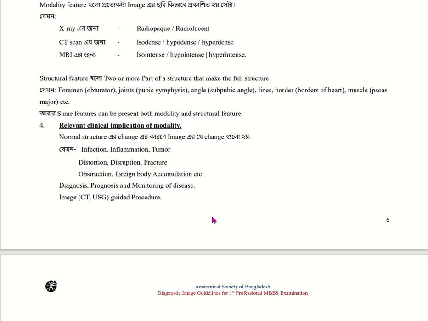Normal structure and changes. The causes of changes in the image: infection, inflammation, tumor. These conditions cause changes in the normal structure: distortion, disruption, fracture, obstruction, foreign body accumulation. This can be understood by seeing these diagnostic images.